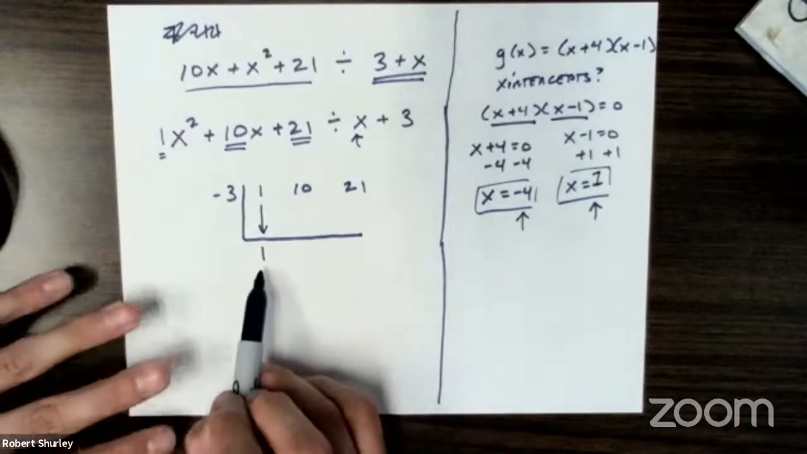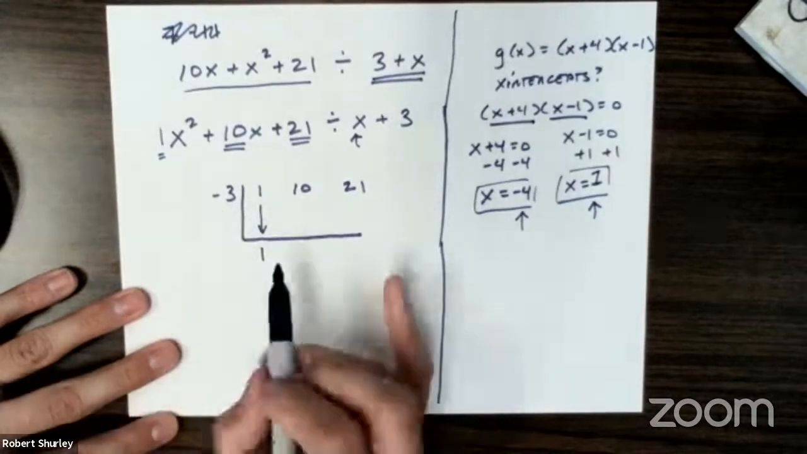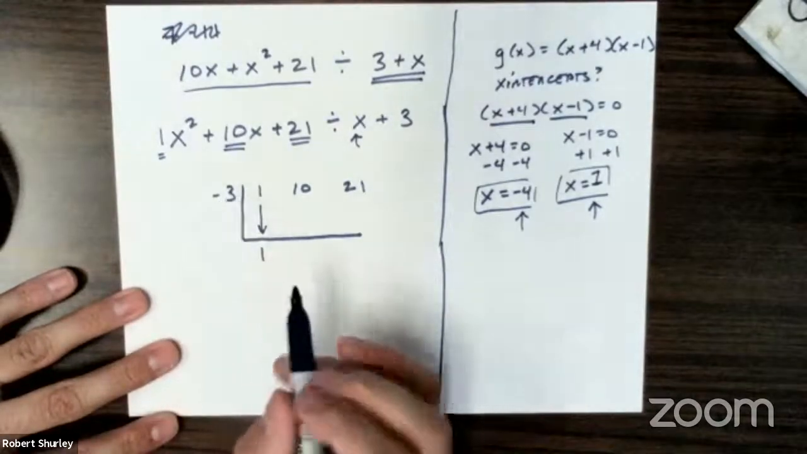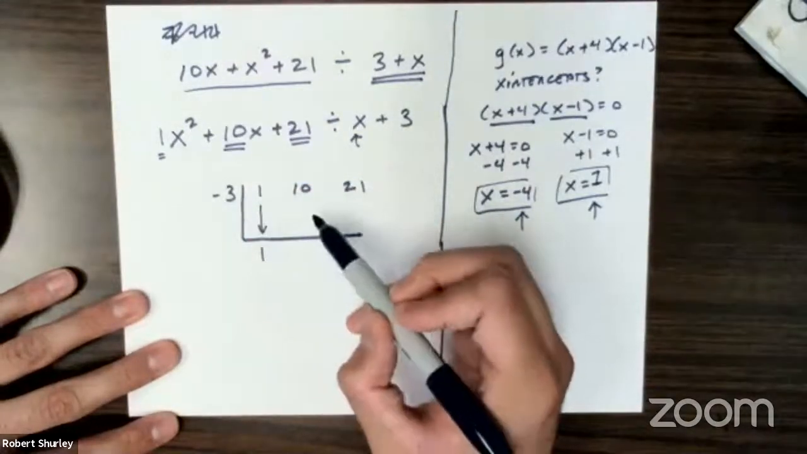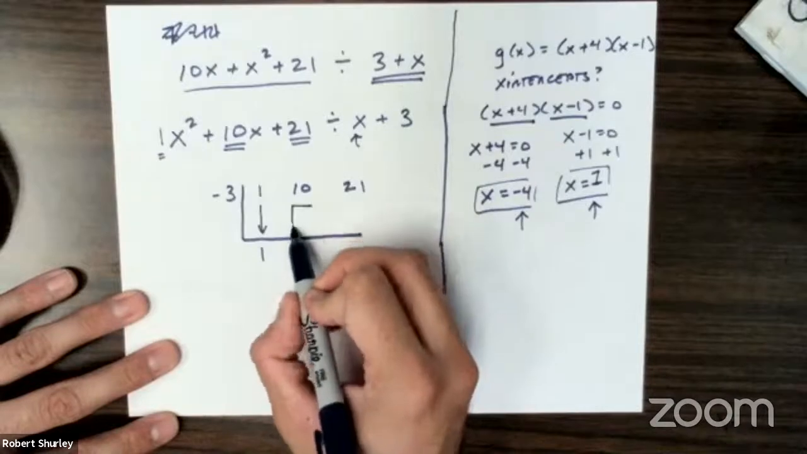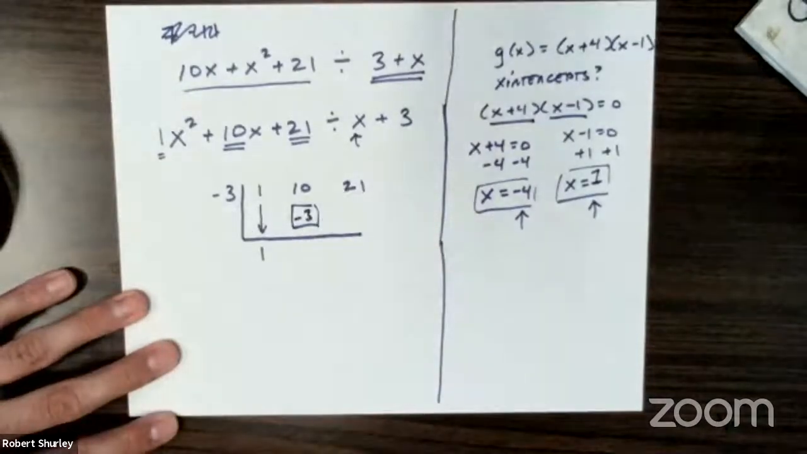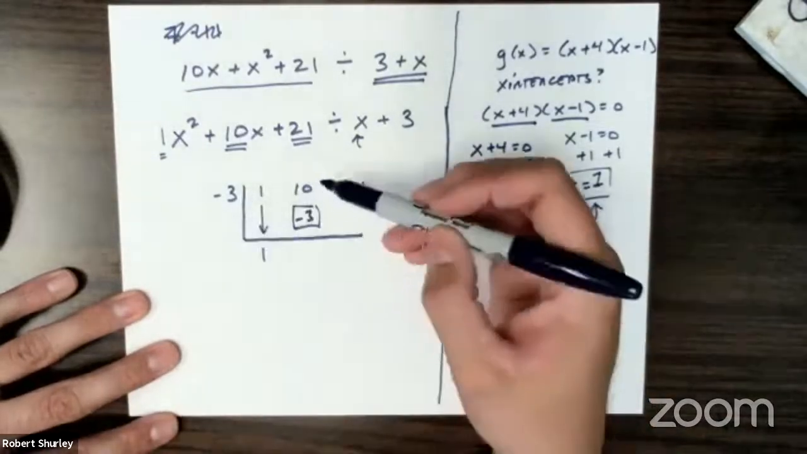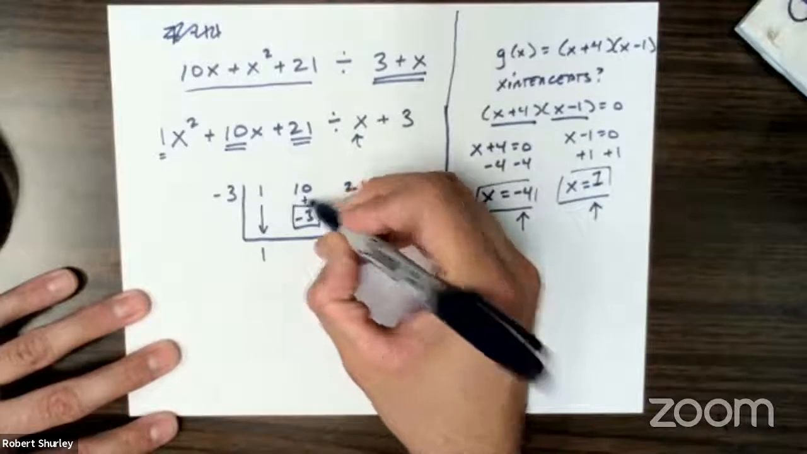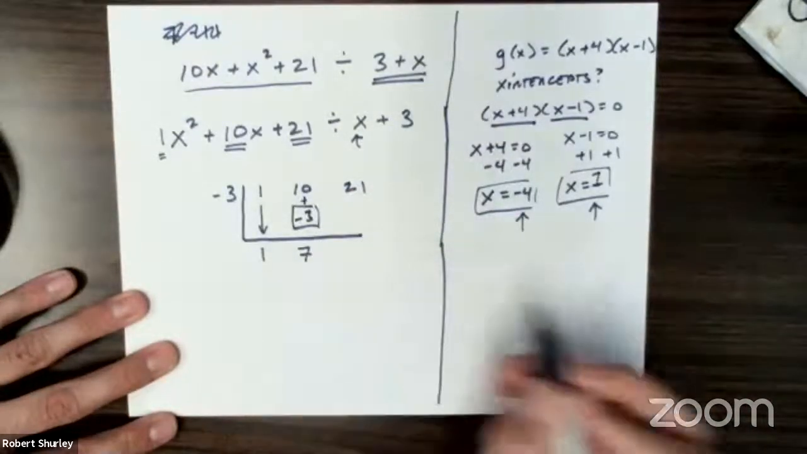Then once it's below the line, you always multiply it by the potential zero there. So 1 times -3, whatever I get for that multiplication, I'm going to write it right here. Okay, so 1 times -3, oh, that's just -3. And then you're going to add vertically. 10 plus a -3, oh, that's a +7, right?